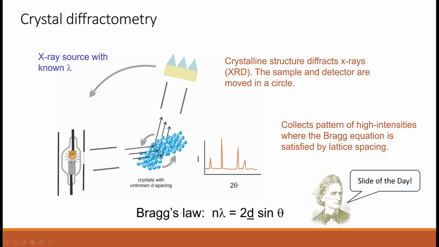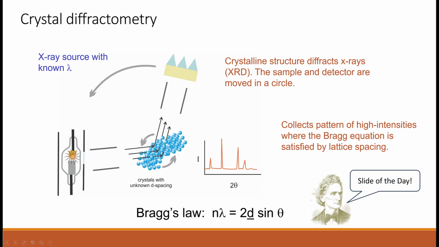The length between the crystals and the detector is known and set by the instrument maker. The wavelength is also known. In the laboratory at MSU, we use a copper tube which has a wavelength of 1.54 angstroms. That's our monochromatic source.